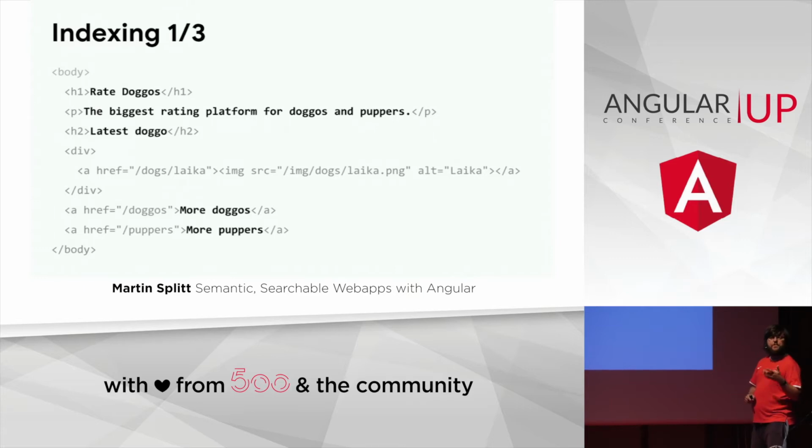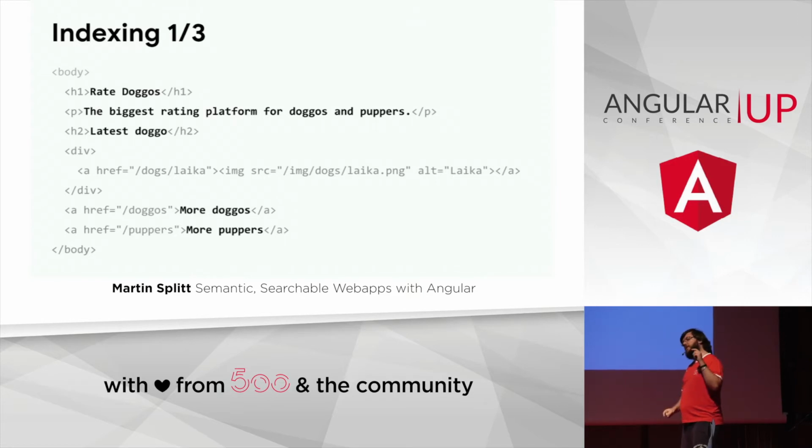We are not sure about that, but it's a dog rating platform. Okay, we got that point. And it also rates puppers. Oh, that's nice. I mean, puppers are cute and stuff. And it has the latest doggo, which is super cool. And the latest doggo is apparently called Leica, and there's more doggos and more puppers on here.